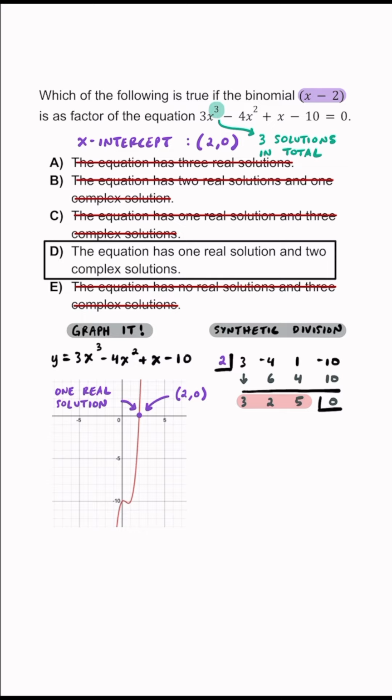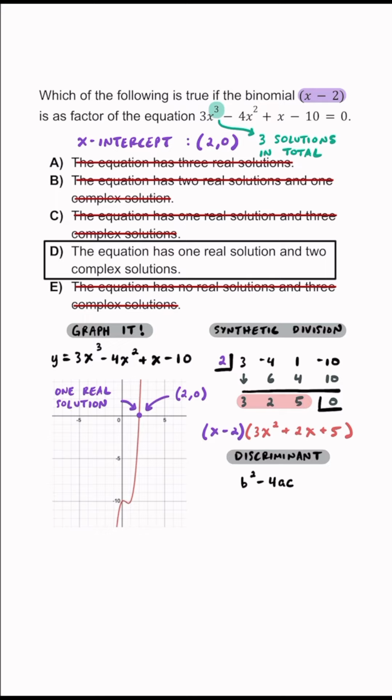These numbers here are important because while this 2 lets us know that x minus 2 is a factor, it lets us know that the other factor, which is going to be quadratic, is this trinomial right over here. If you try to find the zeros for this trinomial by factoring, you're not going to be able to, so you can go ahead and use the quadratic formula or just check the discriminant.